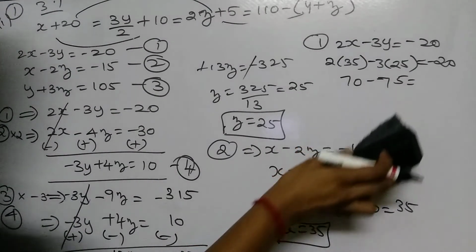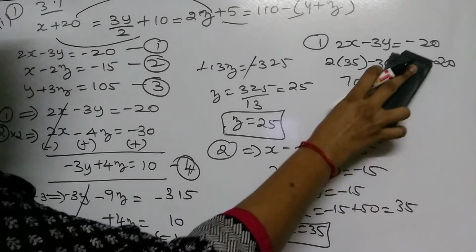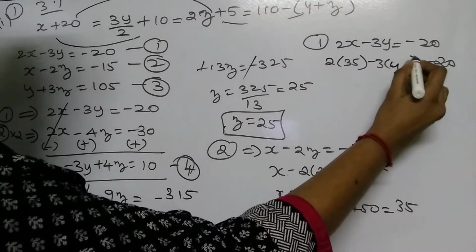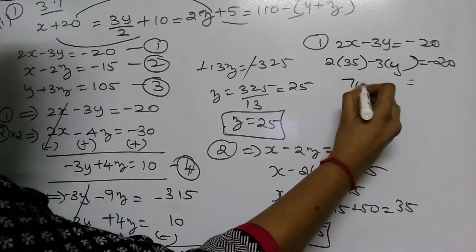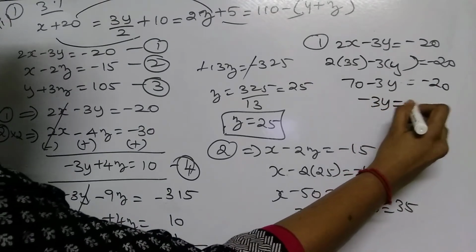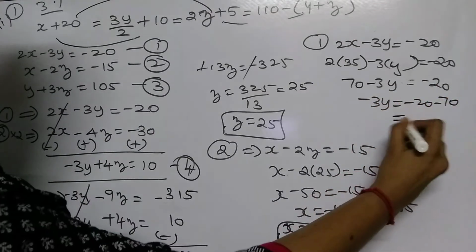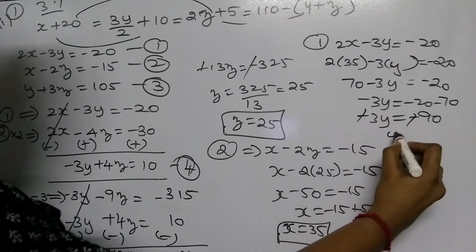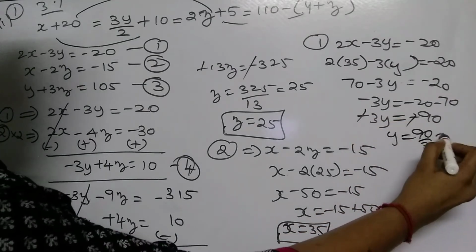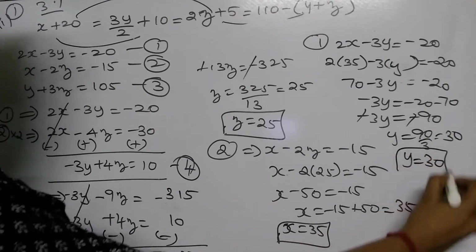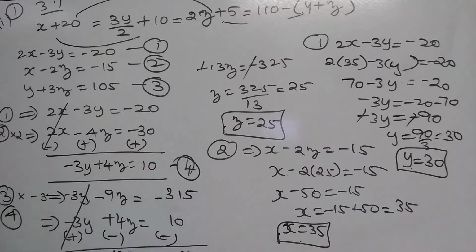So substitute in that, y only you want to find, right? Z is 25, right? So 70 minus 3y is equal to minus 20. Minus 3y is equal to minus 20 minus 70, which is minus 90. So minus minus cancel, y is equal to 90 by 3, which is 30. Y is 30. So you got y is 30, x is 35, z is 25.